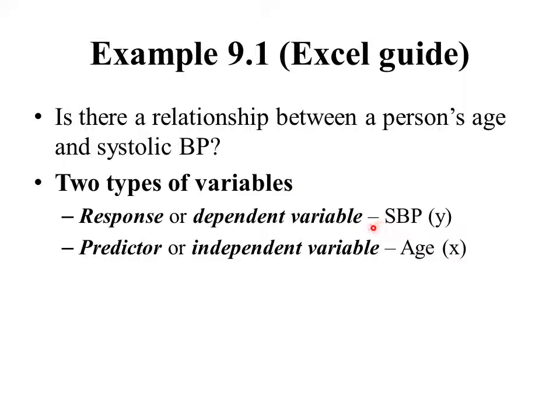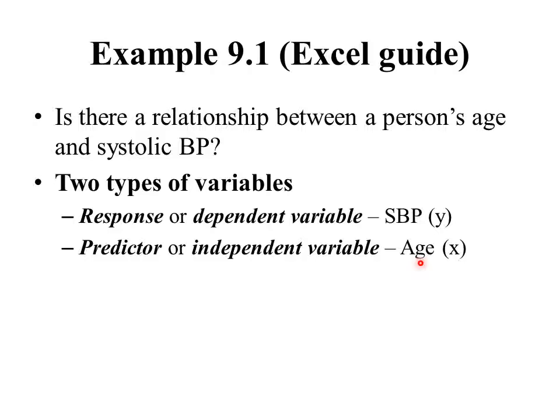We have the first one that we call the response, or the dependent variable, and the second type is called the predictor, or the independent variable. So in this case, our response variable is systolic blood pressure, and we're going to denote that with the variable y. And the predictor variable is age, which we're going to denote with the letter x.